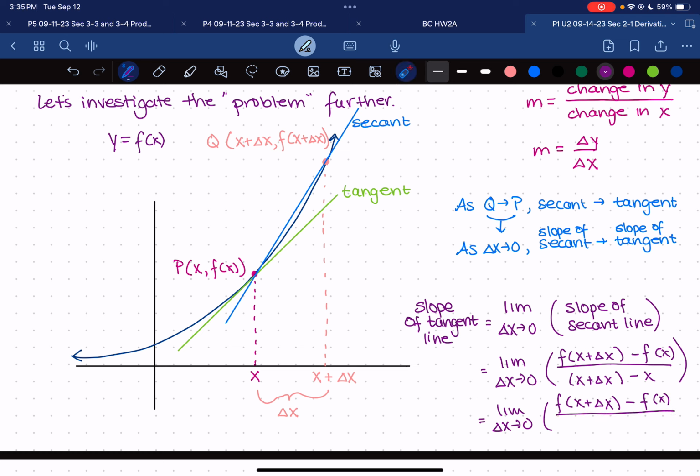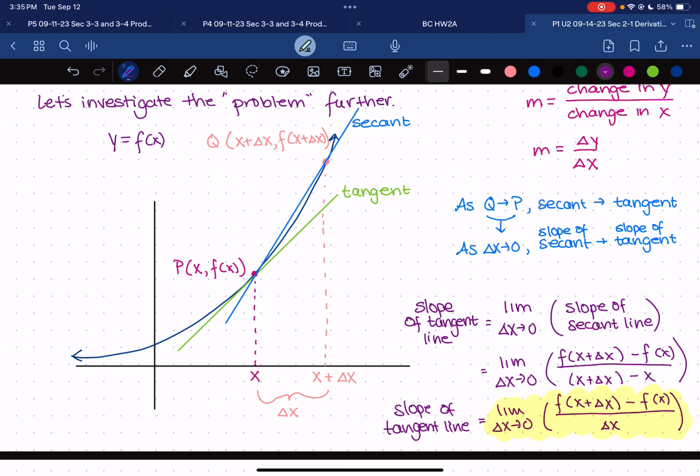Because in the denominator, the x minus x will cancel out, and we're only left with delta x. And this probably rings a bell right here. This right here is our formula for the slope of the tangent line. So the slope of the tangent line is that. And really, that's the main point of the lesson.